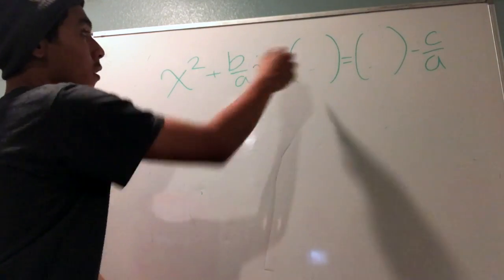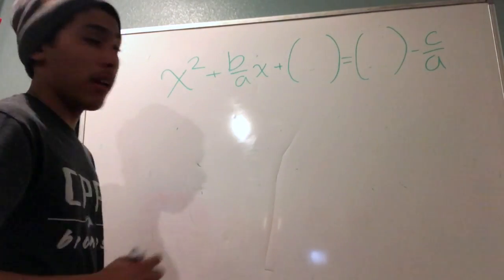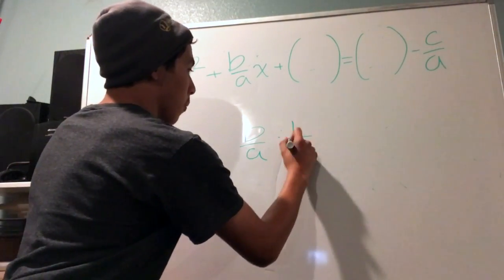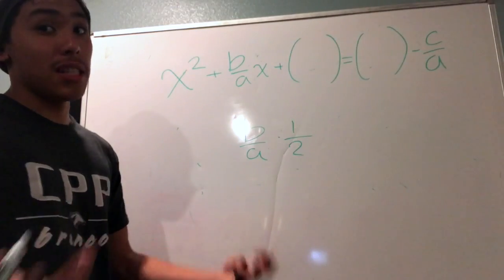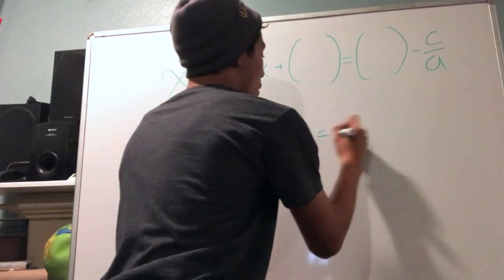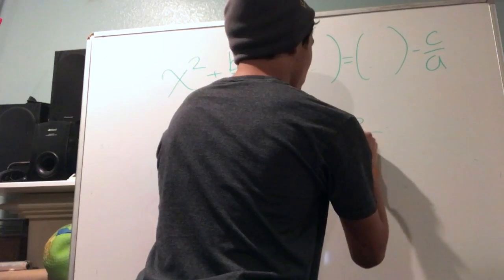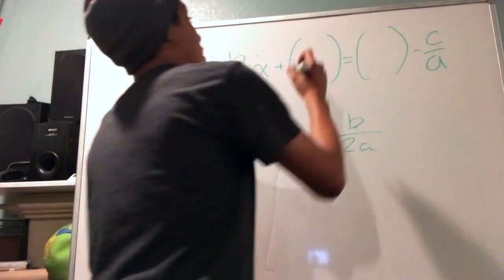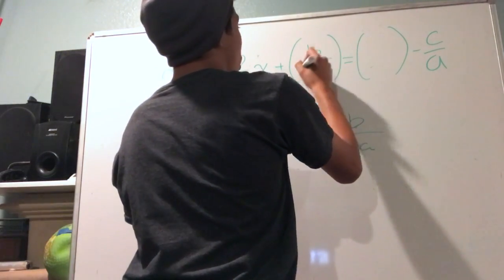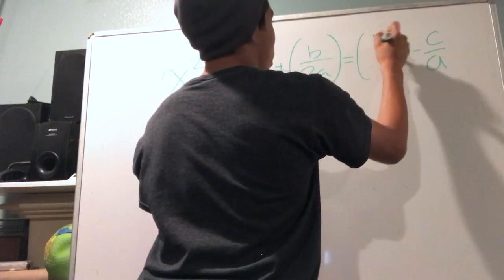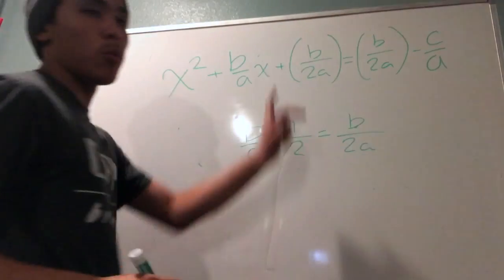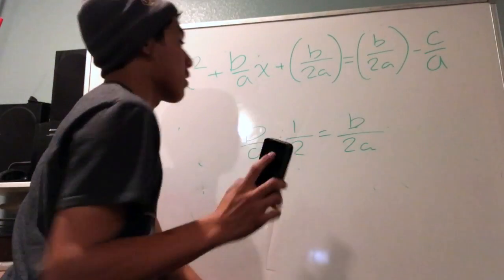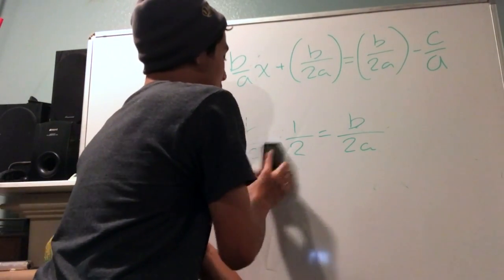So what you have to do to fill in the spaces is get b over a, right here, b over a, and divide it by 2, or multiply it by 1 over 2, which is the same thing. So in the end, we have b over 2a. 2a look familiar? Yes, it does. Good. So b over 2a is equal to b over 2a, because what we do to one side has to be done to the other. So I'll let you guys in on a secret. Right now, I have been setting you up.